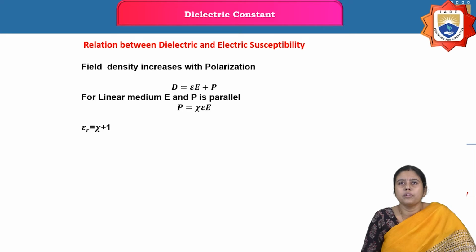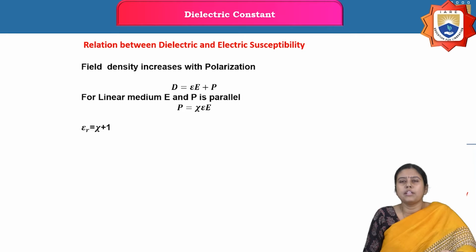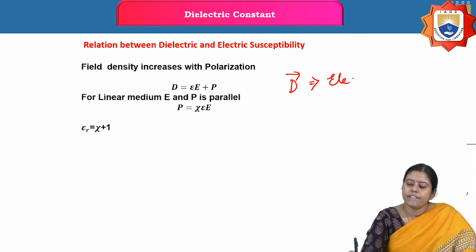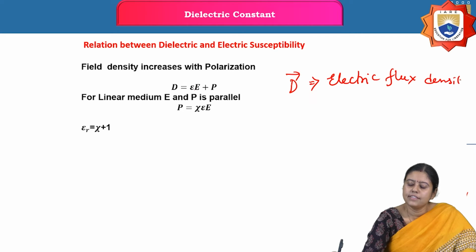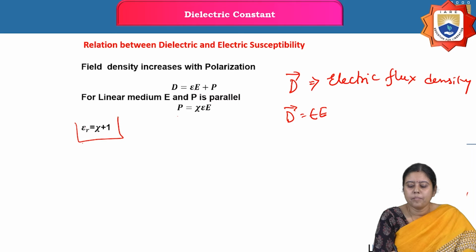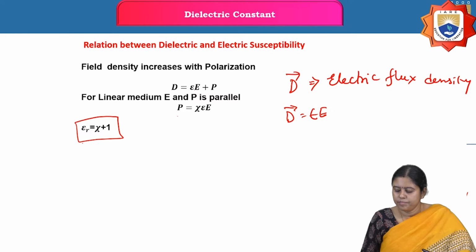And what is the relation between the electric susceptibility and dielectric constant? In the dielectric constant with the polarization, D is equal to epsilon E. Generally, D is the electric flux density. So we know D is equal to epsilon into E, and P is equal to xi epsilon into E. So epsilon R is equal to xi plus 1. Epsilon R is equal to xi plus 1.